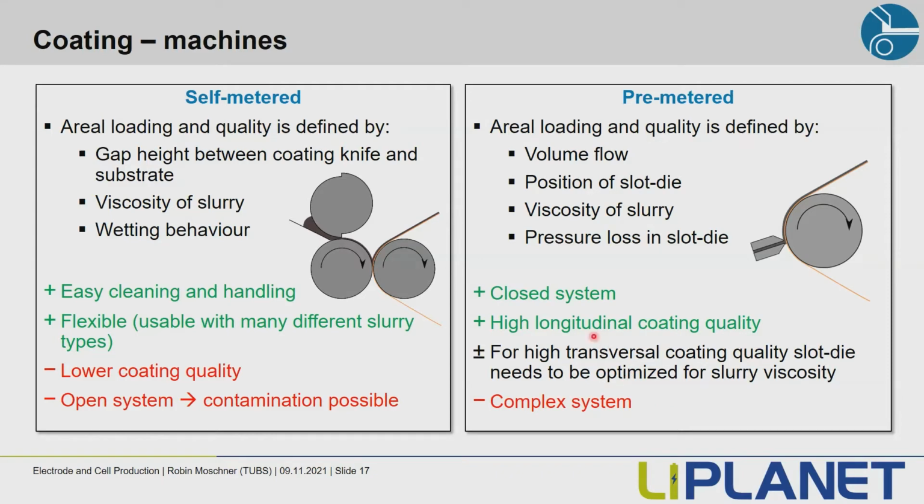This is why self-metered devices are usually used in research, where we want to coat different slurries on different substrates and want a fast change between them. And pre-metered devices are usually used in industrial processes where we have one slurry and produce kilometers of it.